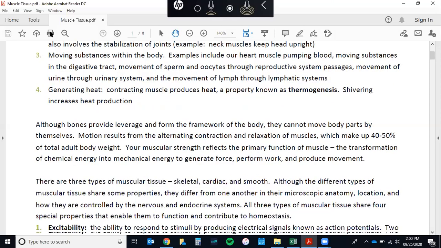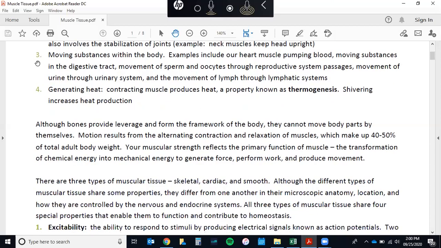The third function, moving substances within the body, does relate to the other two types, cardiac and smooth muscle. Cardiac muscle in our heart helps us pump blood. Smooth muscle in places like our digestive tract helps move the food we're digesting through. It moves sperm and oocytes through the reproductive system passages, urine through the urinary system, and lymph through the lymphatic system. I could list many more things moving inside us thanks to smooth muscle.